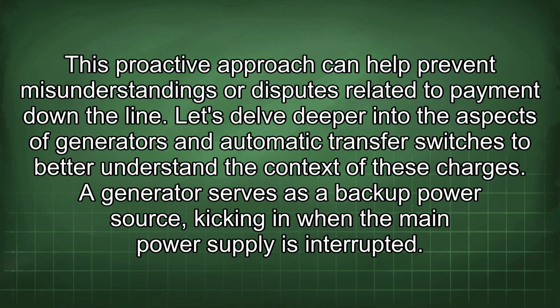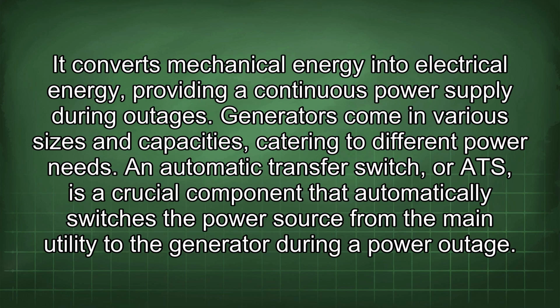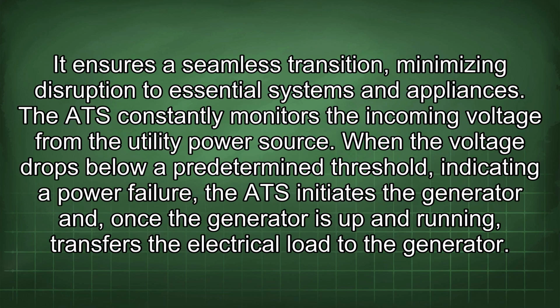A generator serves as a backup power source, kicking in when the main power supply is interrupted. It converts mechanical energy into electrical energy, providing a continuous power supply during outages. Generators come in various sizes and capacities, catering to different power needs. An automatic transfer switch, or ATS, is a crucial component that automatically switches the power source from the main utility to the generator during a power outage. It ensures a seamless transition, minimizing disruption to essential systems and appliances.